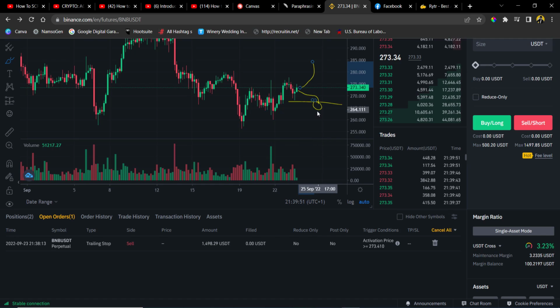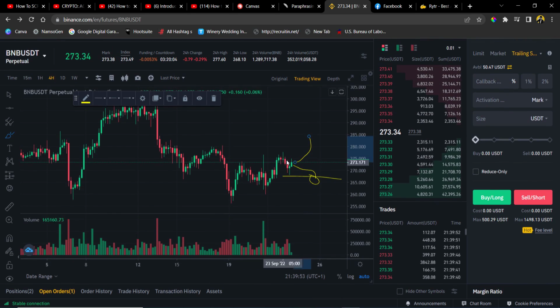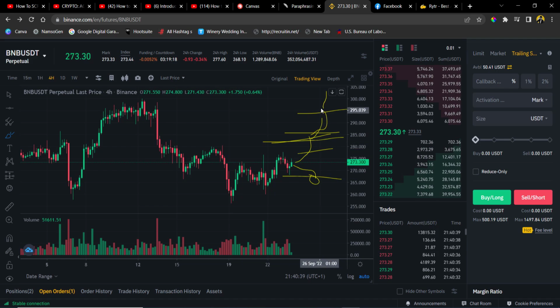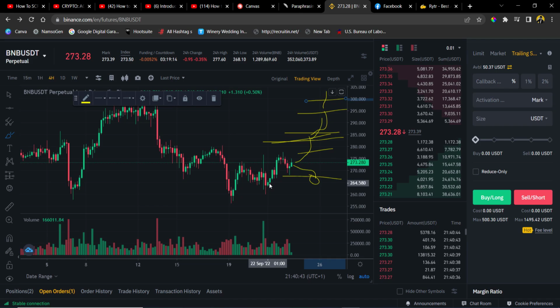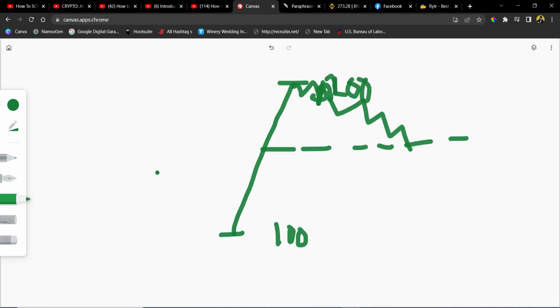But if it moves up from here, let me take it up a bit. If price moves up from this level and then moves here, my trailing stop will be shifted below it. If price is here now, my trailing stop may be around this place, 2% below it. If price decides to further go up to this level, my trailing stop will keep going and then I will be locking my profit.